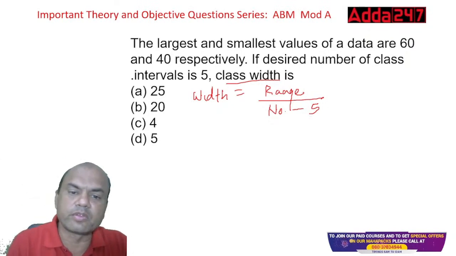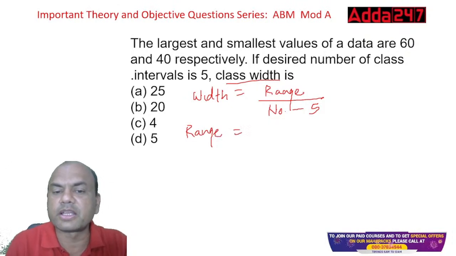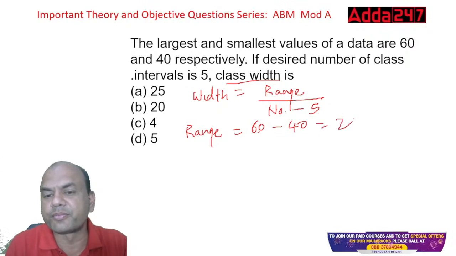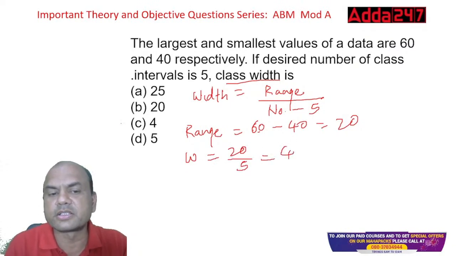But what is the range? Always remember, range means the highest minus the lowest. What is the highest number? 60. See here, largest and smallest value. So 60 minus the lowest, 40. 60 minus 40 is 20. So what is my width now? Width equals 20 upon 5, which is equal to 4. So this is my answer.